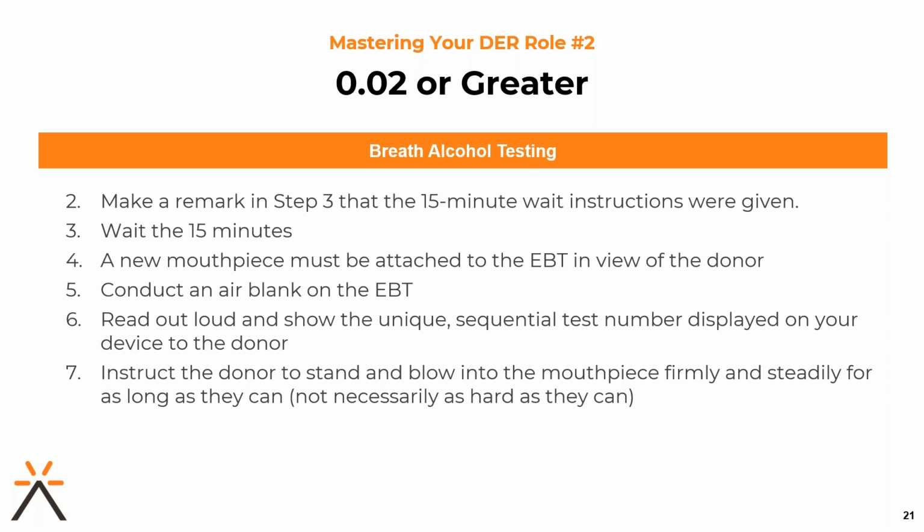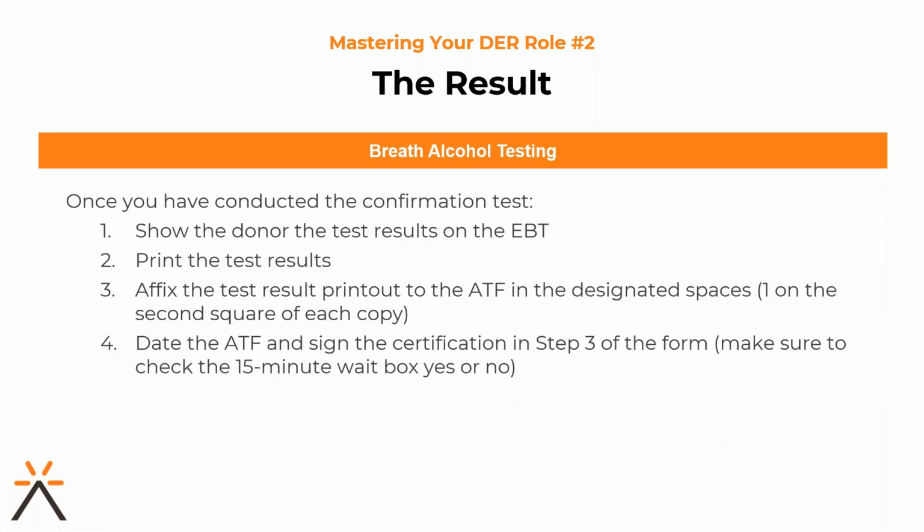We're going to have them read the unique sequential test number on the device. Remember, it has to be sequential. If it's not, there's an issue with the machine. It can be a flaw. Then we're going to instruct that donor to blow into the device again. We're going to show the donor those results. We're going to print the test results, and then we're going to put them onto the ATF. And then we're going to date and sign the ATF on step 3. And then on that one, we also mark that we did a 15-minute wait.